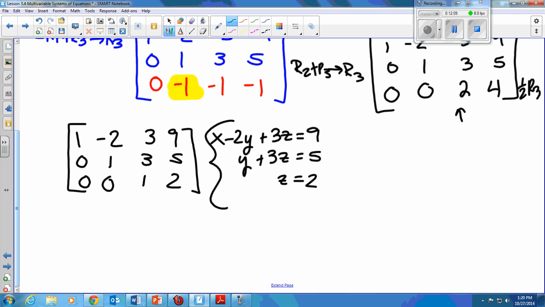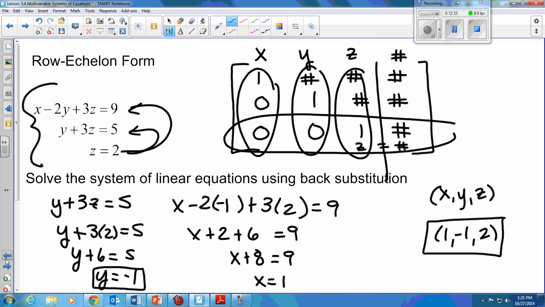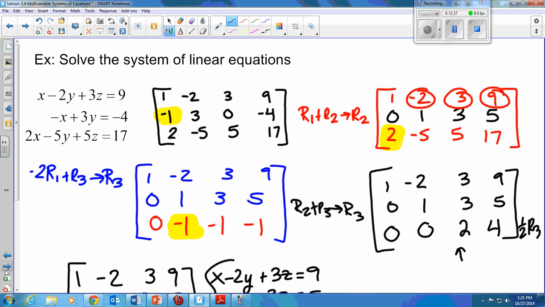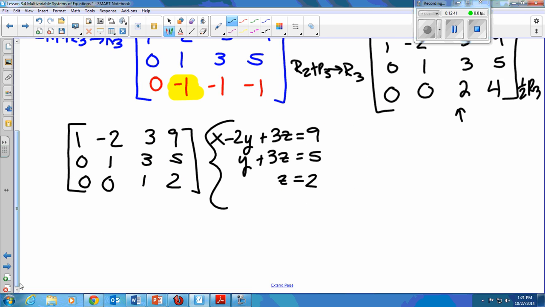And now I have to go back. Once I have z, I go to the equation that has just z and y, and I plug it in and I find y. Then when I have y and z, I go back to the first equation. Do you notice anything about this one, though? Should look really familiar to you, because this is the one I just started class with. This is the one you just did back substitution on. So you've already found the answer.